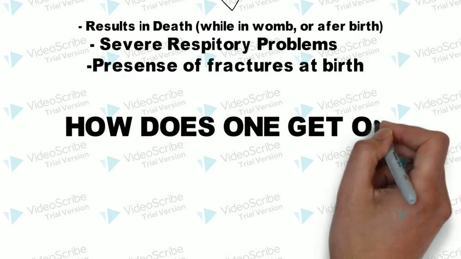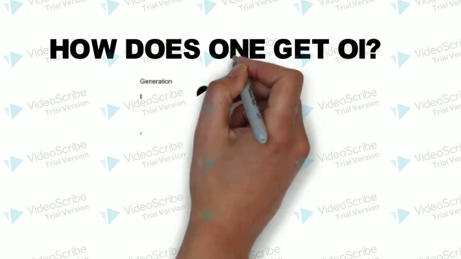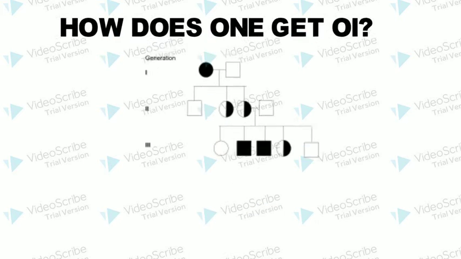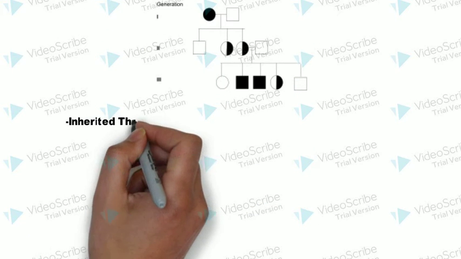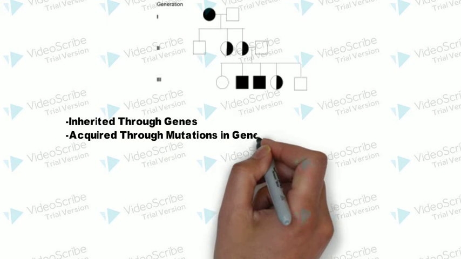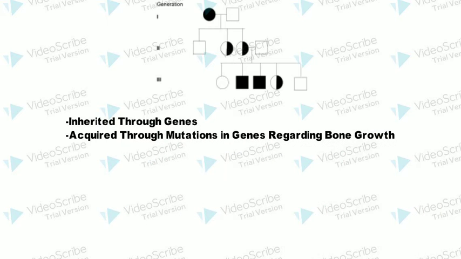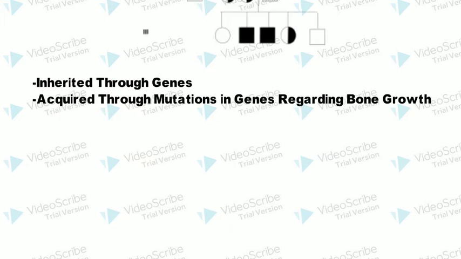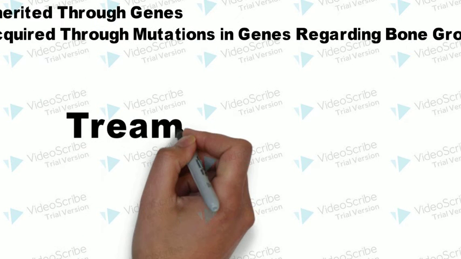OI is inherited genetically due to the presence of mutations of certain genes for bone formation being passed on. These mutations can also occur without the presence of OI in one's family. Due to this genetic factor, OI is a lifelong disability.